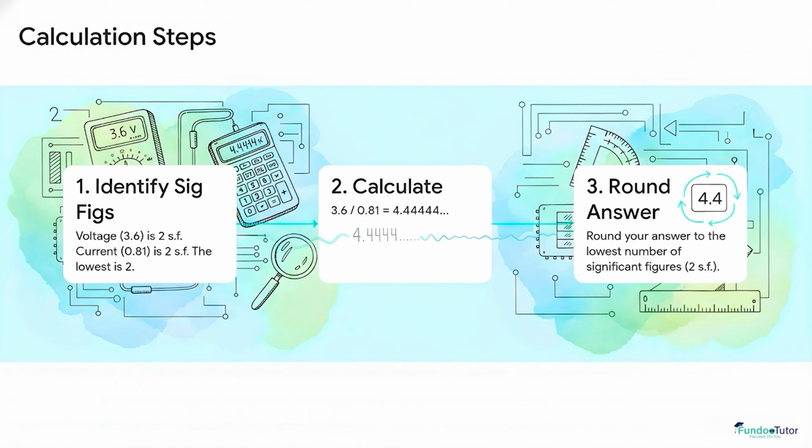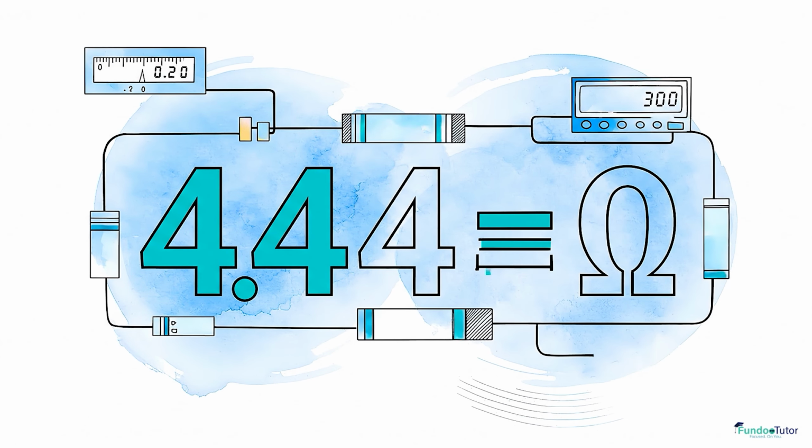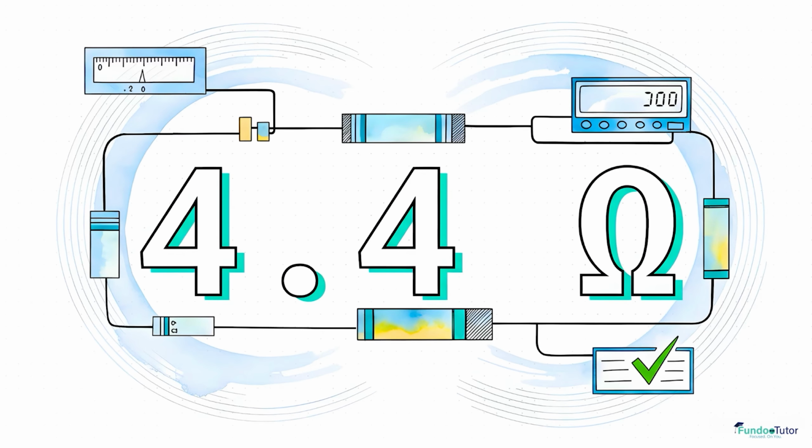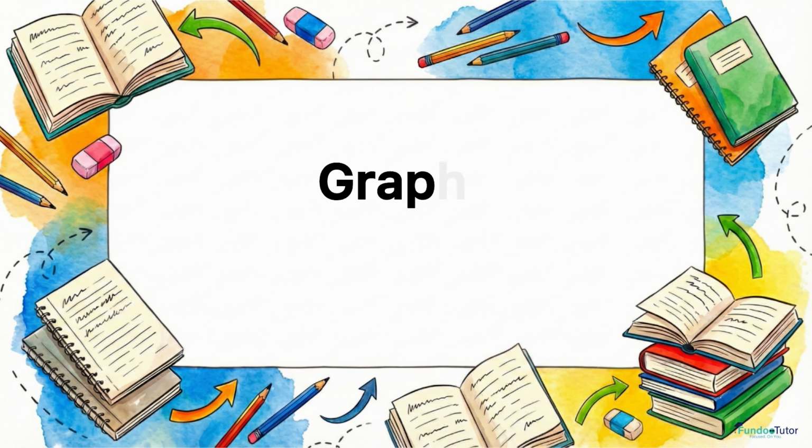Next, you do the calculation. 3.6 divided by 0.81 gives you this long decimal on your calculator. And finally, and this is the most important step, you round your answer to match that lowest number of significant figures, which we already said was 2. And that gives us our final answer, 4.4 ohms. See? By following that one simple rule, you've shown the examiner you understand precision, and you've just bagged the mark. Easy.